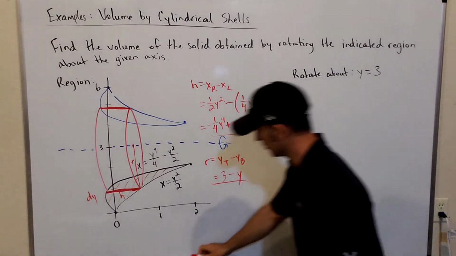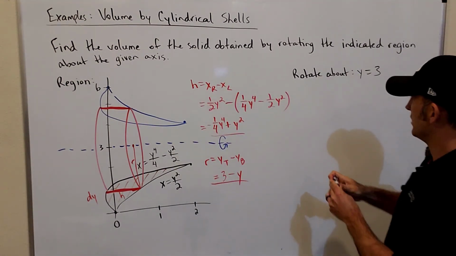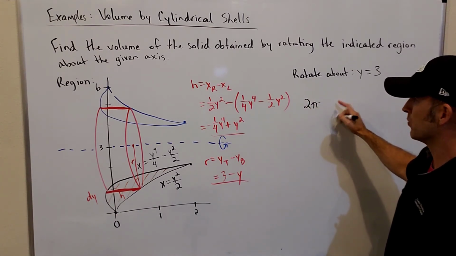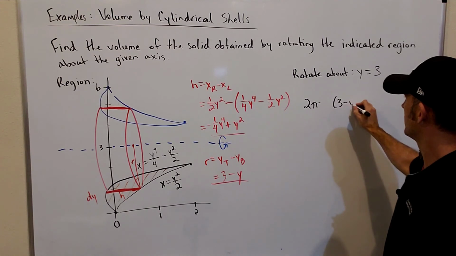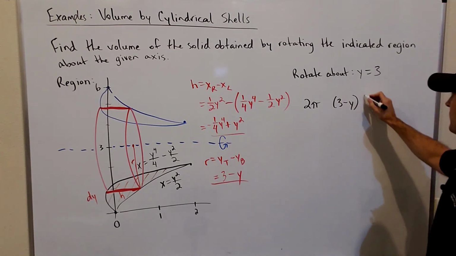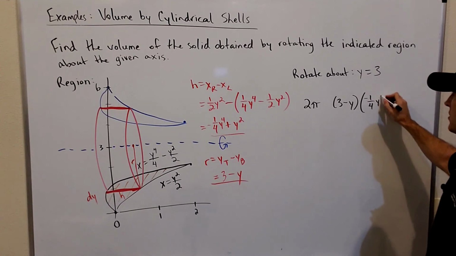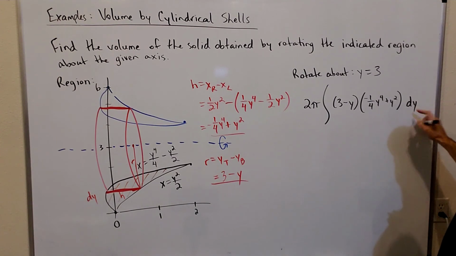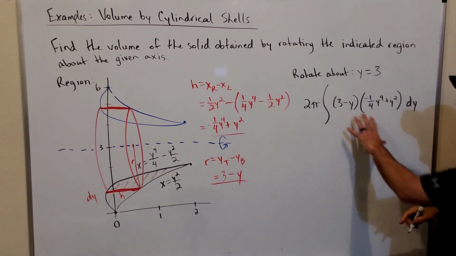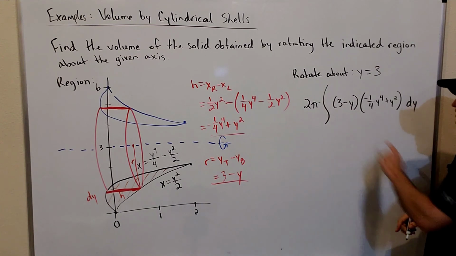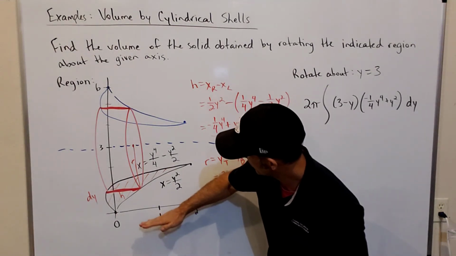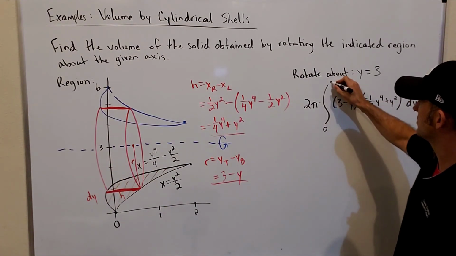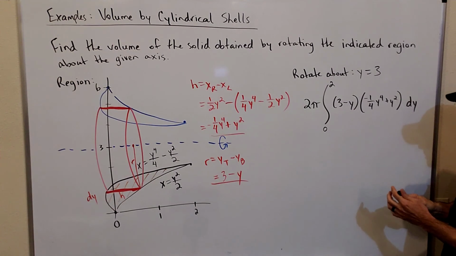Now we can set up the integral. So what we're going to do is take the volume of the shell, which is 2 times pi times the radius, which is 3 minus y, times the height, which is negative 1/4 y to the fourth plus y squared. Sorry, the thickness of the wall is dy. Add all of those together using y values for our limits of integration. And our region goes from 0 to 2. Remember, our region went from 0 to 2 on the y-axis. And now we can evaluate the integral.